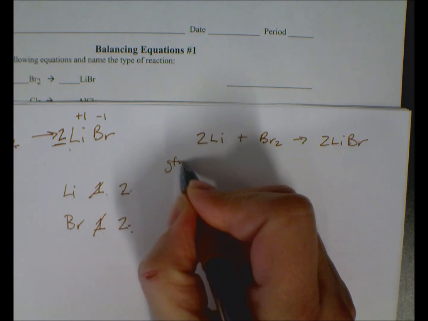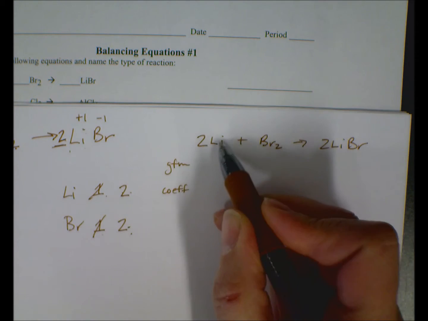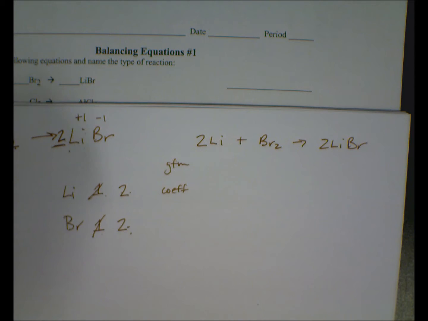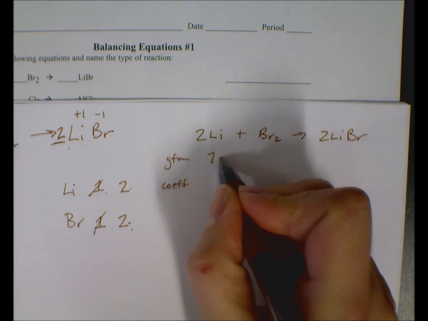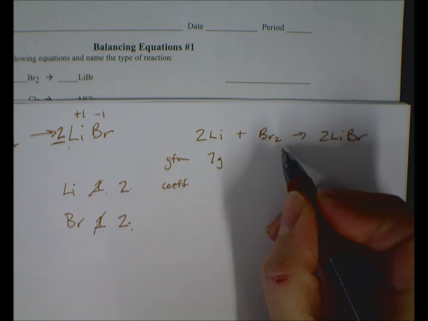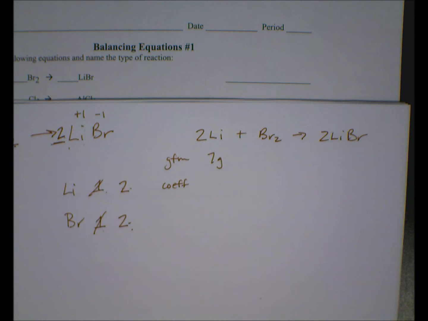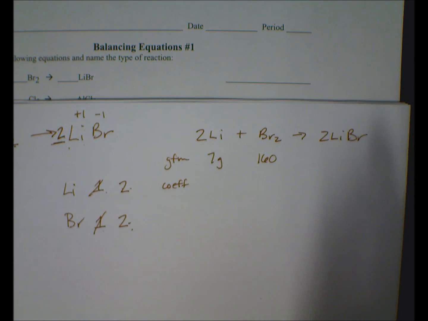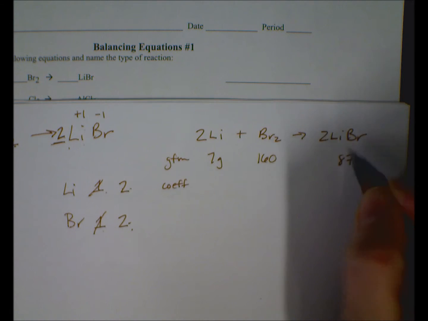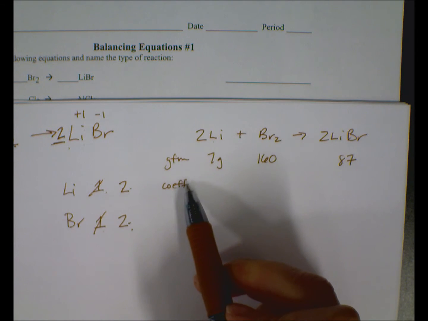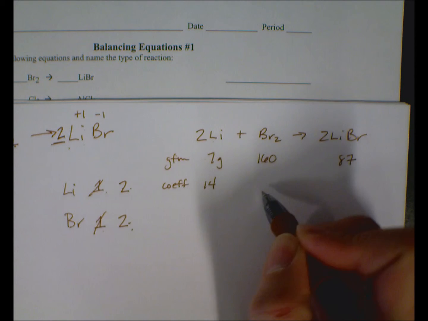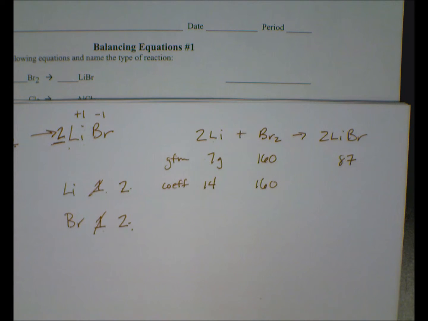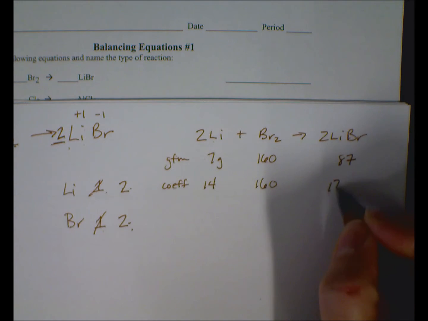So, the molar mass of lithium, if it's rounded, is 7. Br2 would be 160. Okay, so 7 plus 80, that's 87. Okay, so that's just the substance. Now I have to take it times the coefficient. Well, 14, there's a 1 here, so that's 160. And then 87 times 2 is 174.